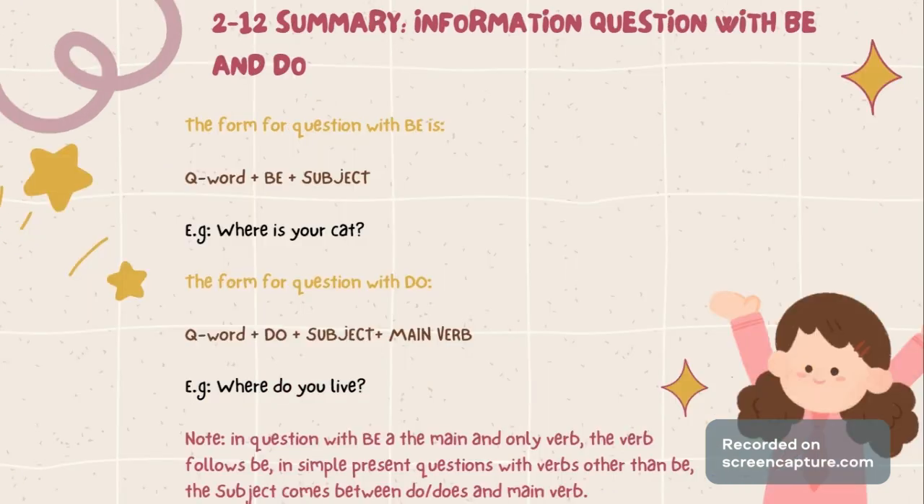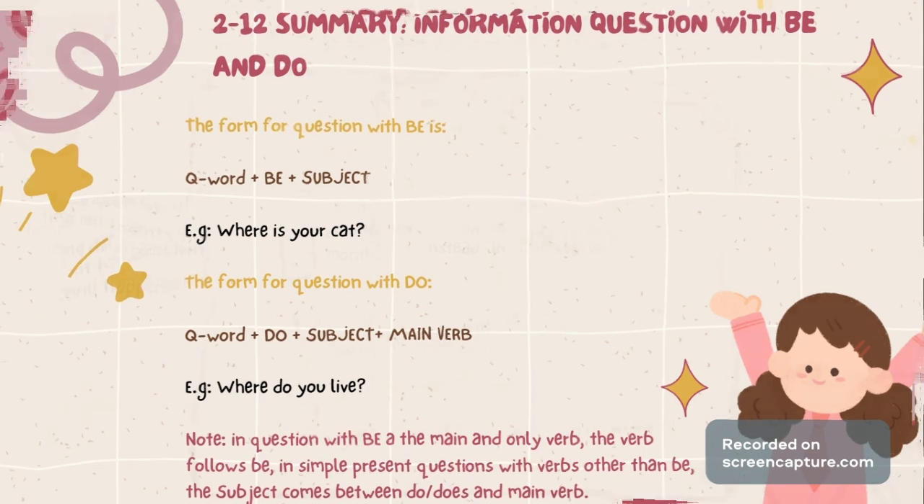Next, summary. Information questions with be and do. The form for a question with be is keyword, be, and subject. Example, where is your cat? And the form for a question with do is keyword, do, subject, and main verb. Example, where do you live? So where is the keyword. Note, in a question with be, be is the main and only verb. In simple present questions with verbs other than be, the subject comes between do or does and the main verb.